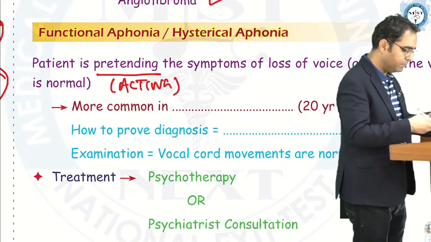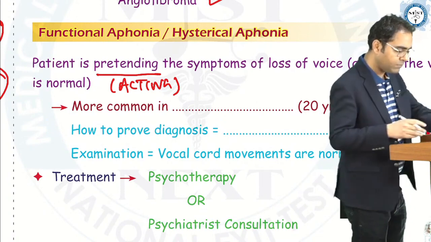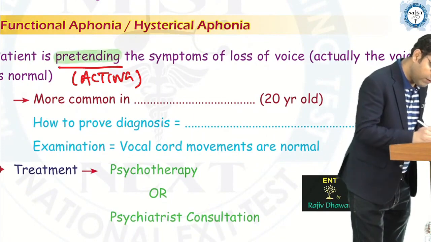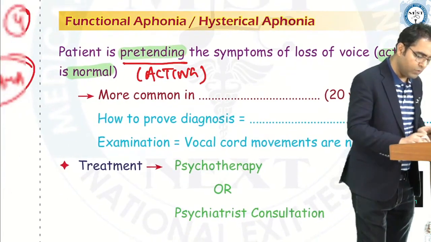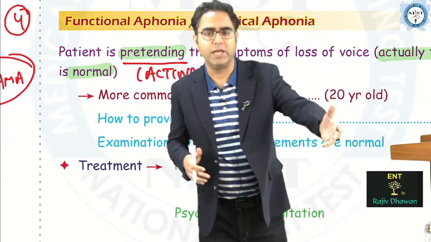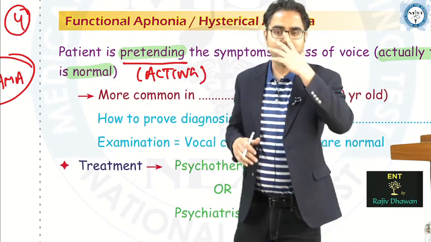Actually, there is no problem. Actually, the voice is normal, beta. Patient is pretending the symptom of loss of voice, but actually the voice is normal. So patient is doing drama. There's no problem, beta. Functional patient. You say functional patient. It's a very common diagnosis. No, it's a functional patient, beta. Please understand, beta.